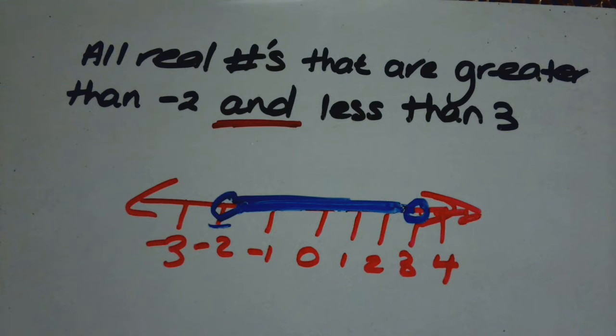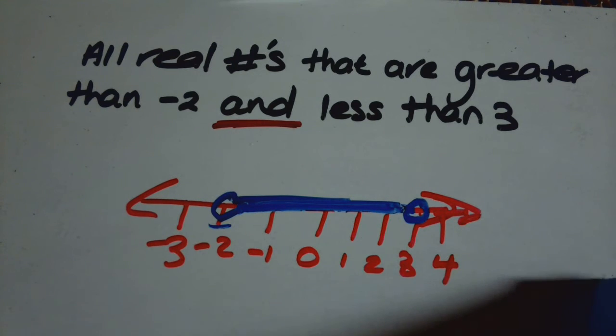Okay, so let's go ahead. So there's an example of an "and". Let's look at one of an "or", where they go one side of the number line and the other one. So let me find one. Okay, so again, all real numbers.